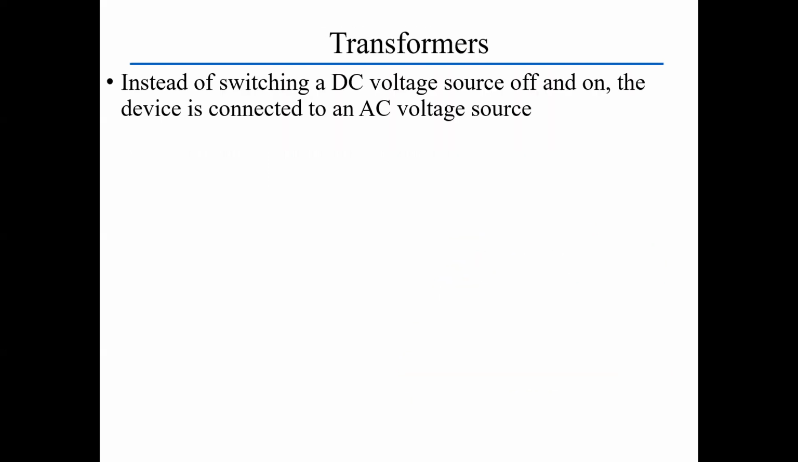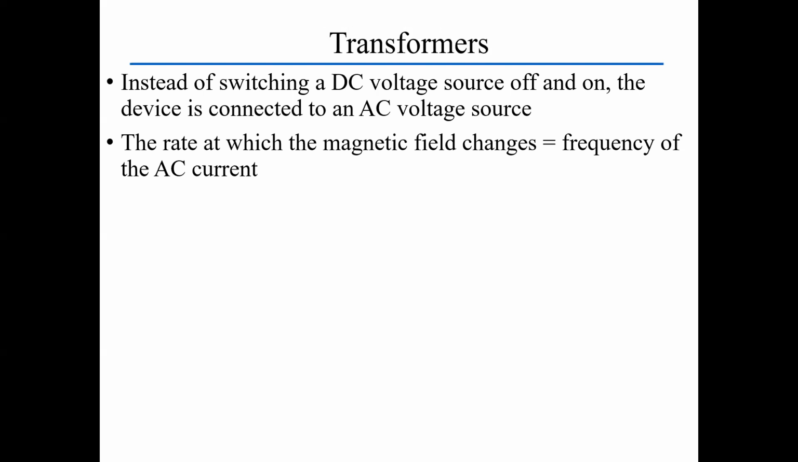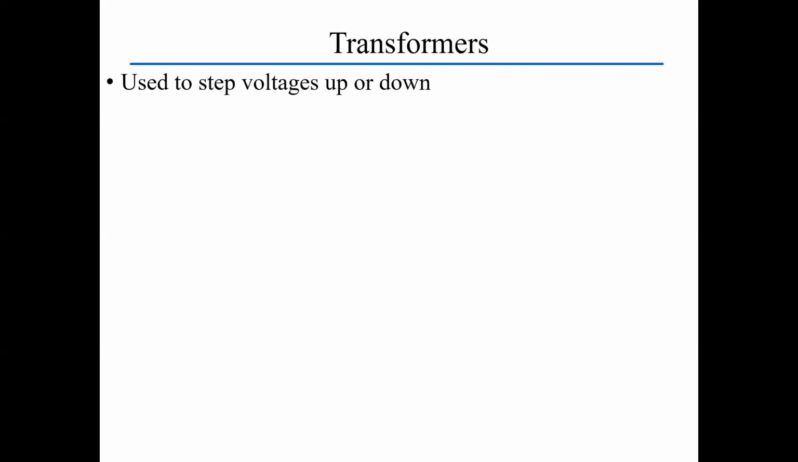Instead of switching a DC voltage source off and on, the device is connected to an AC voltage source. The rate at which the magnetic field changes is equal to the frequency of the AC current. This device is known as a transformer. Transformers are used to step voltages up or down. These are used in AC adapters.